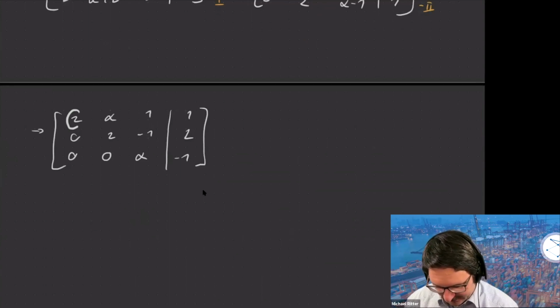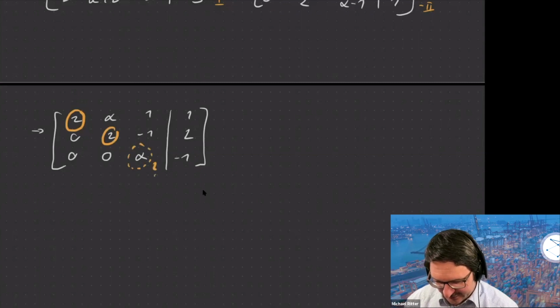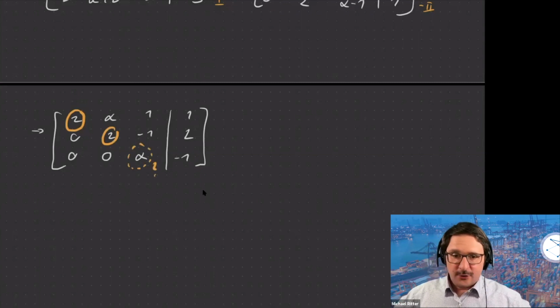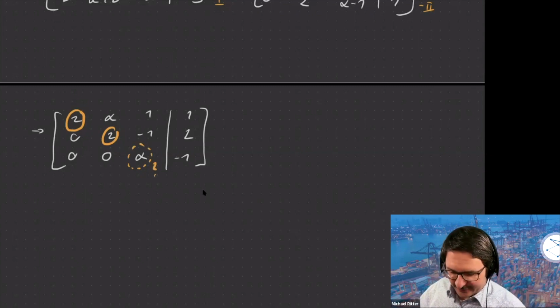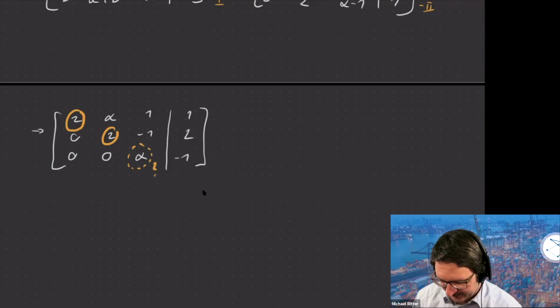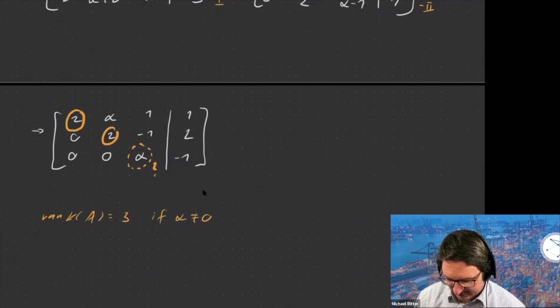Here's a pivot element. Here's a pivot element. And potentially this here might also be a pivot element. And it will be a pivot element if and only if alpha is not 0. So that's the first thing we should take note of. So the rank of that matrix is 3 if alpha is not 0. And if alpha is 0, then the rank is 2.